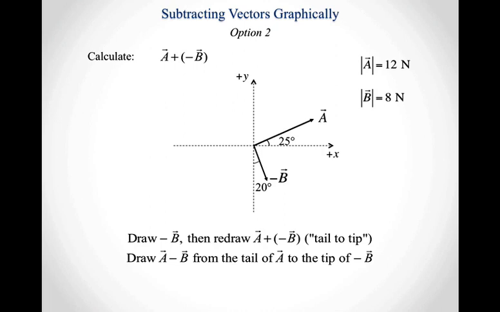Then I'm going to move negative b to the tip of a. So now I can do my vector addition. So I've taken the vector a and the vector negative b. So now I want to use the graphical rules for vector addition. And so I'm going to draw from the tail of a to the tip of negative b. That vector has to be a minus b. So notice either way you get the same answer.